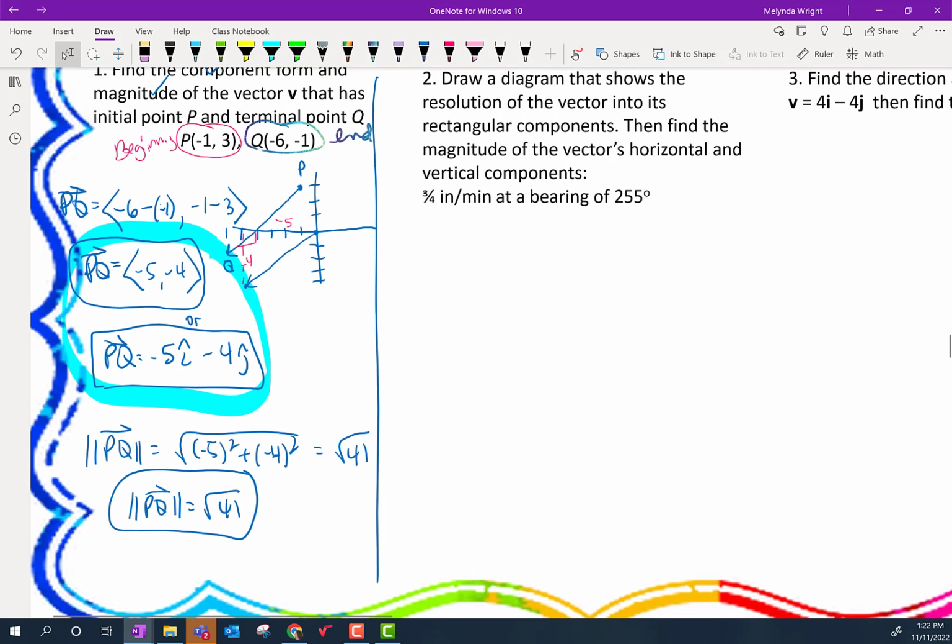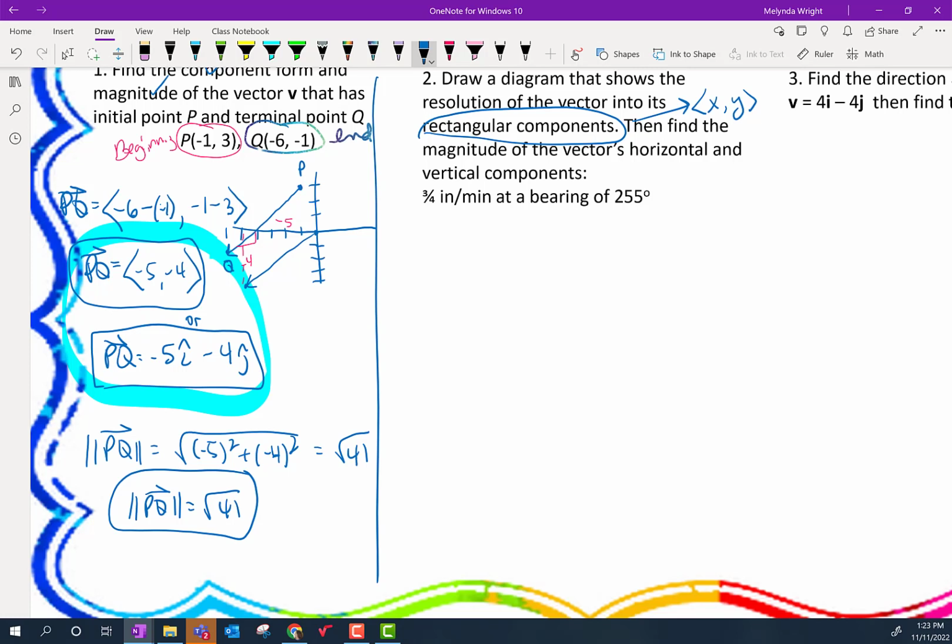So number 2, we're asked to draw a diagram that shows the resolution of the vector into its rectangular components. Now I know that's a lot of math words. They're just asking you to draw the vector and find the x and y components. That's what they're asking you to do. Rectangular components just means like this. They want us to write it like that. The x and the y.